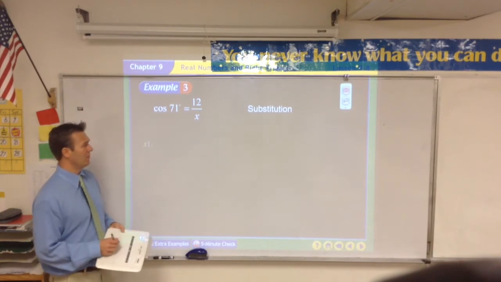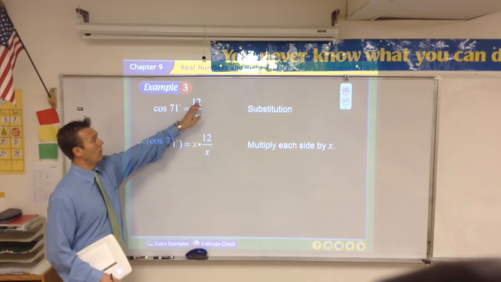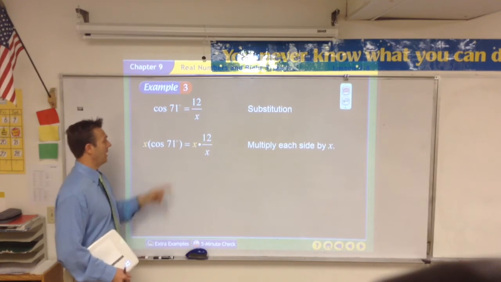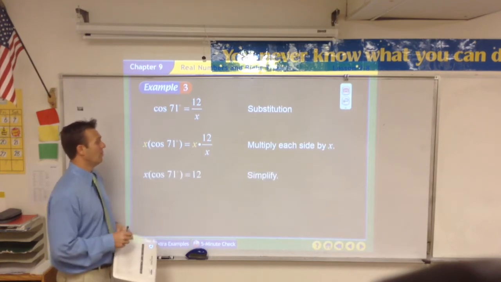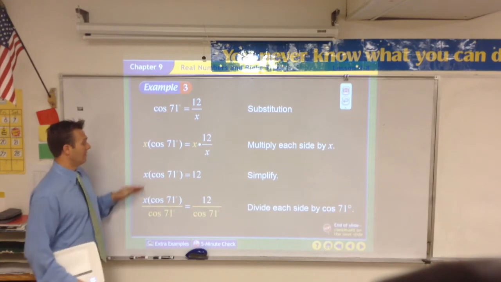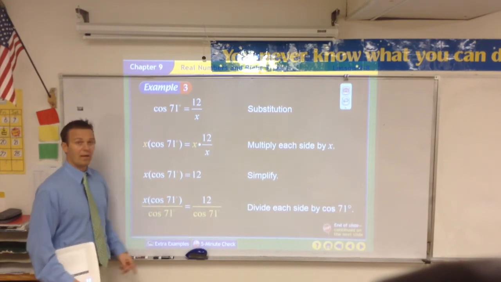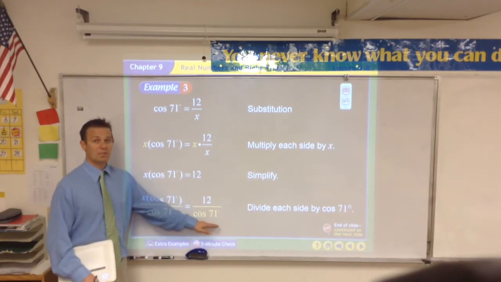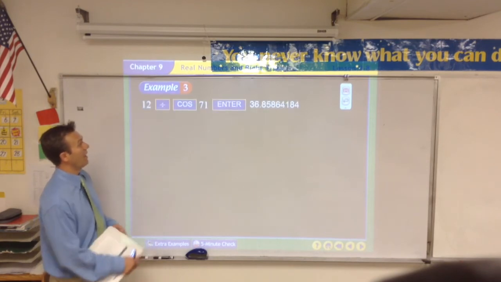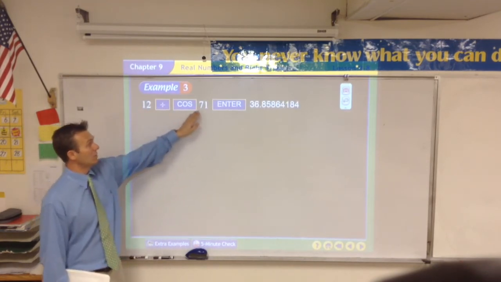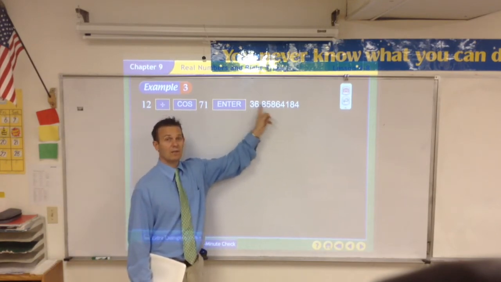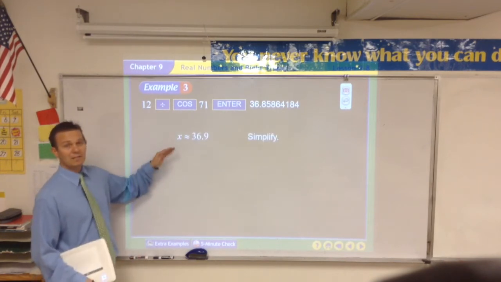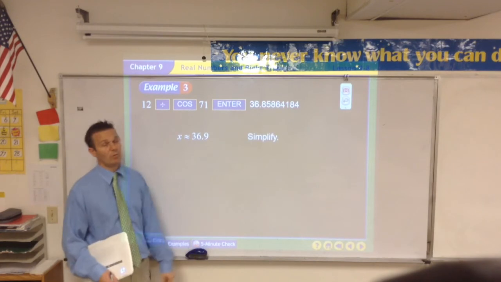Okay, now what do we have to do, Mr. Visser? Well, basically, we want to get 12 by itself and x onto the other side. So we're going to multiply both sides of the equation by x. Why would you do that? Because once you have that, you can then divide both sides by the cos of 71. How do I do that on my calculator? Well, you have to type in 12 divided by cos 71. And you're going to have to get into the habit of doing that. 12 divided by cos 71, hit enter, and you get your answer: 36.85864184. And so approximately x, the hypotenuse, which was what we were looking for, is 36.9.